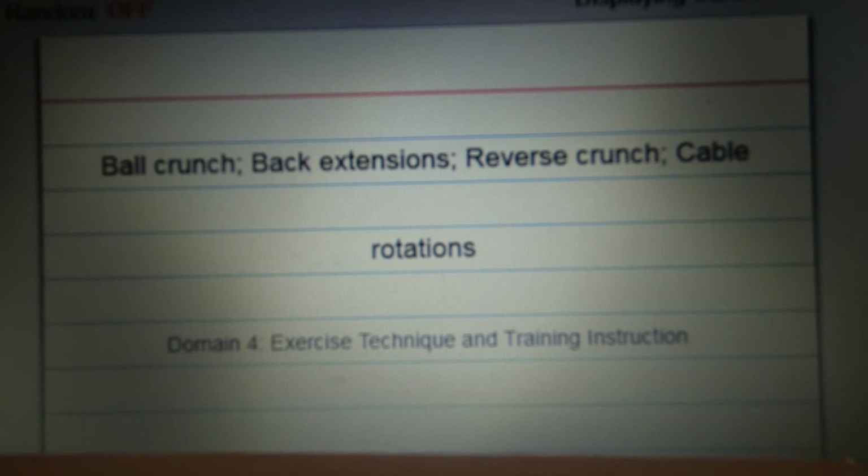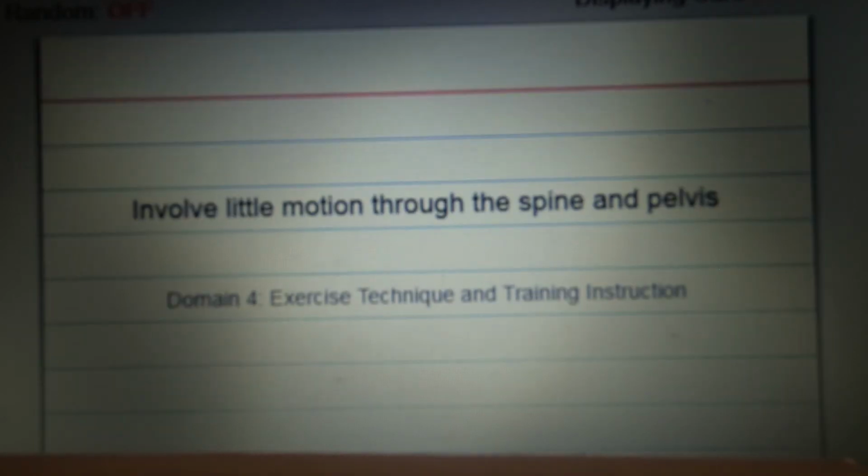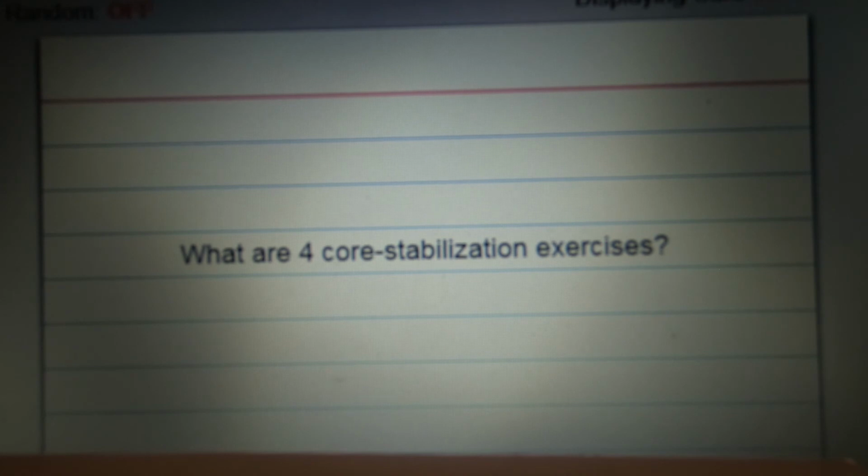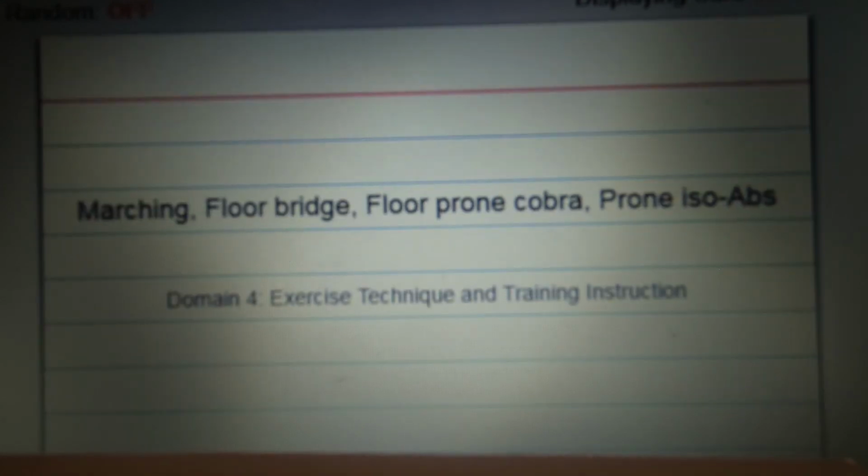Ball crunch, back extensions, reverse crunch, cable rotations. Which characteristics help identify exercises in the core stabilization level? Involve little motion through the spine and pelvis. What are 4 core stabilization exercises? Marching, floor bridge, floor prone cobra, prone iso abs.